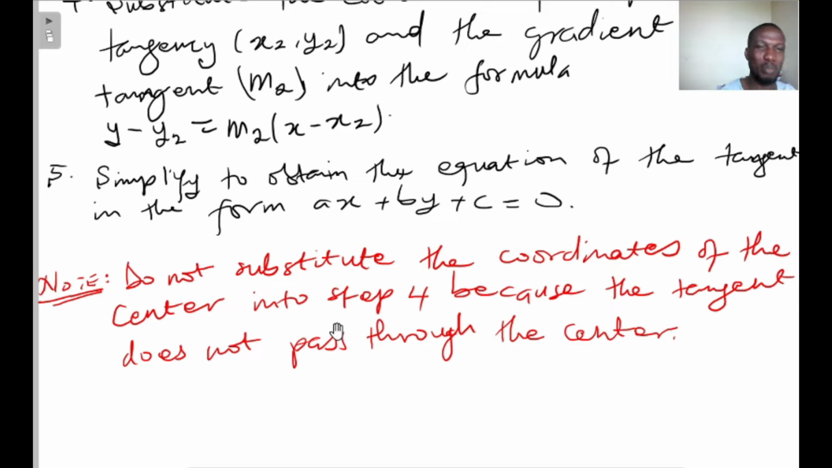Yes, we want to use a point on the tangent, and the tangent doesn't pass through the center of the circle. It's the point at the circumference of the circle, the t, that is the point through which the tangent passes. So I just want us to know that. Let's take an example.